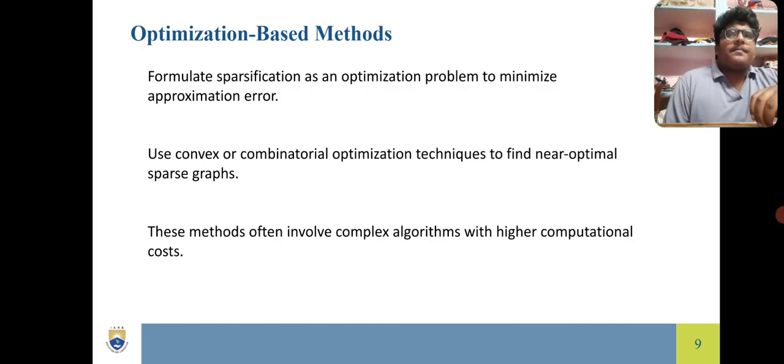Since I have said, they formulate it as a math problem, minimizing errors between the original and sparse graph. They use convex or combinatorial optimization techniques to find optimal sparse graphs.